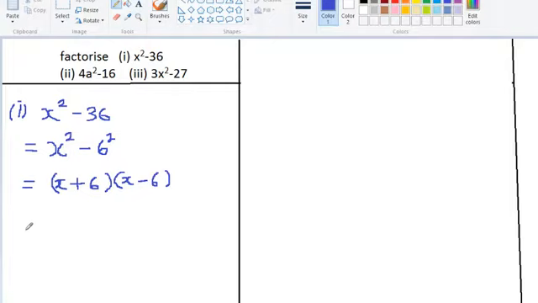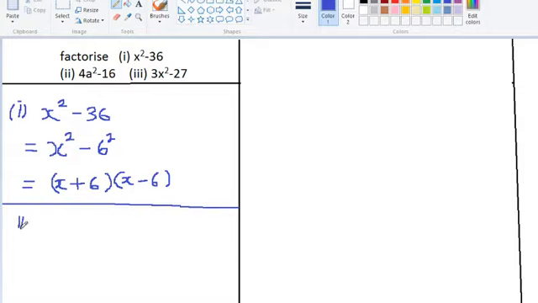Remember, we can double check our answer by expanding these brackets. x times x is x squared. x times negative 6 is negative 6x. 6 times x is positive 6x. And 6 times negative 6 is negative 36. And when we simplify that expression, we will get x to the power 2 subtract 36.